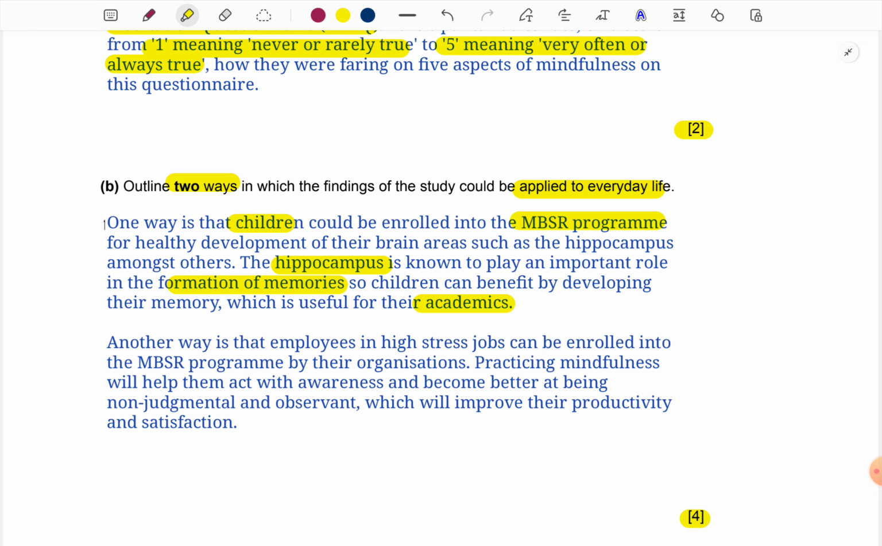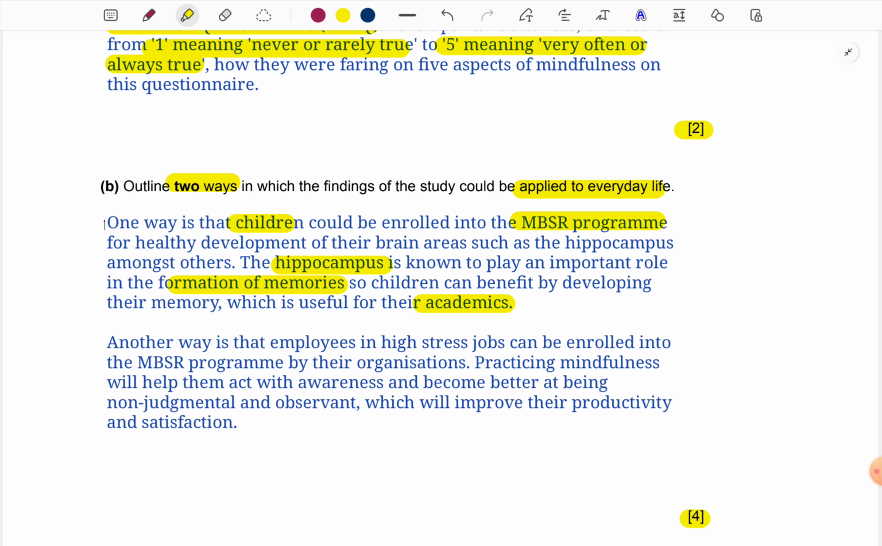Because the hippocampus helps in the formation of memories, and that's what students need a lot in their academic life, mindfulness-based practice can be very useful to them. So this is how you have to explain concretely.